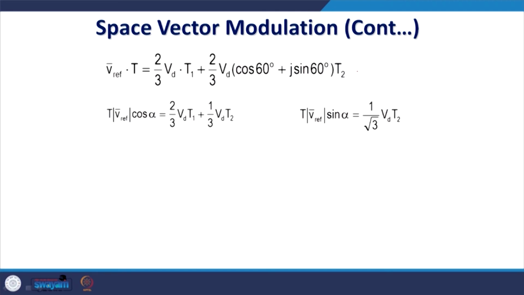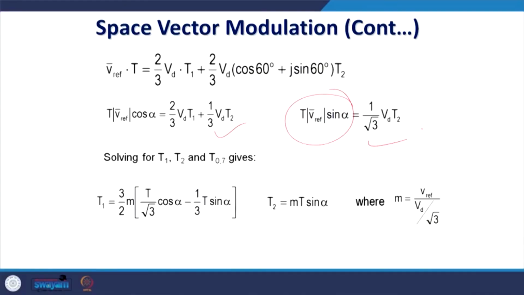So, equating the real and the imaginary part, we can write like this: V ref cos alpha equal to 2/3 Vd into T1 plus 1/3 Vd into T2. Similarly, V ref sin alpha equal to 1/3 Vd into T2. This is the equation. From there you can calculate the times T1, T2 and T0, you can directly substitute, where M you can write like this.